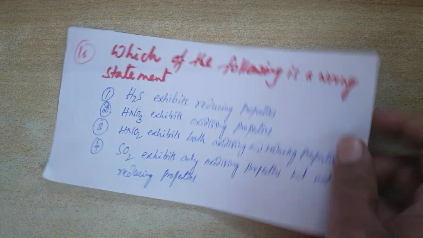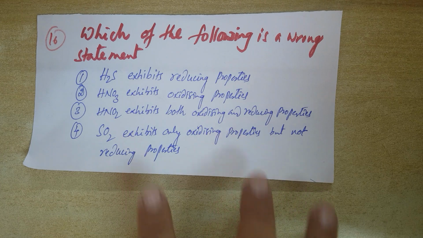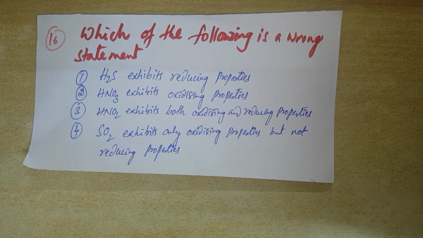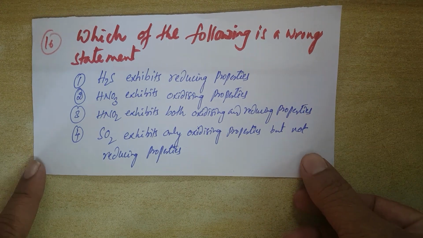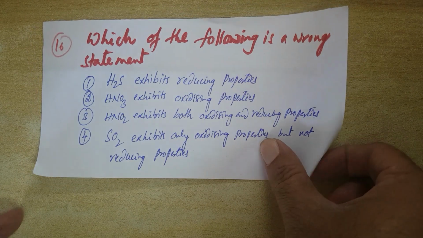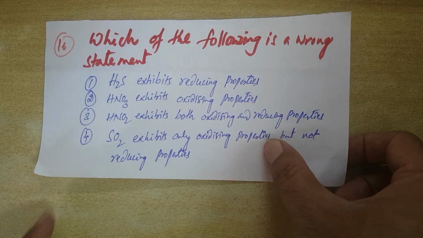And question number 16. Which of the following is a wrong statement? H2S exhibits reducing properties. HNO3 exhibits oxidizing properties. HNO2 exhibits both oxidizing and reducing properties. SO2 exhibits only oxidizing property but not reducing property. Just now we had a discussion regarding this. Try to find which of the following is a wrong statement. Okay. Next, question number 17.